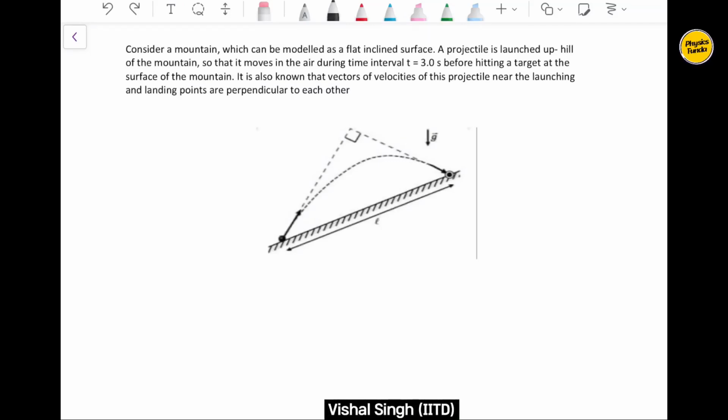Let's try this advanced level question. Consider a mountain which can be modeled as a flat inclined surface. A projectile is launched up the hill of the mountain so that it moves in air during the time interval of 3 seconds before hitting a target at the surface of the mountain. It is also known that the vectors of velocities of this projectile near the launching and landing points are perpendicular to each other. Okay, let's analyze this situation.